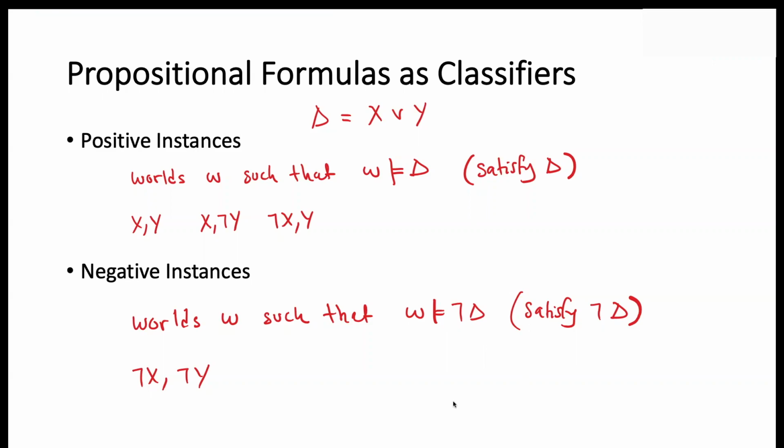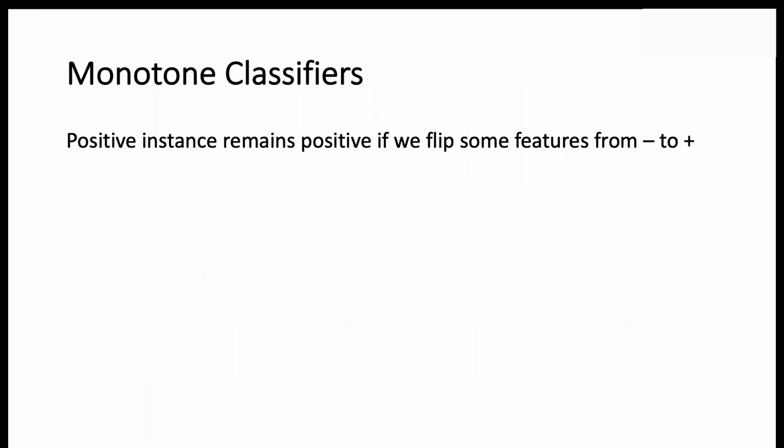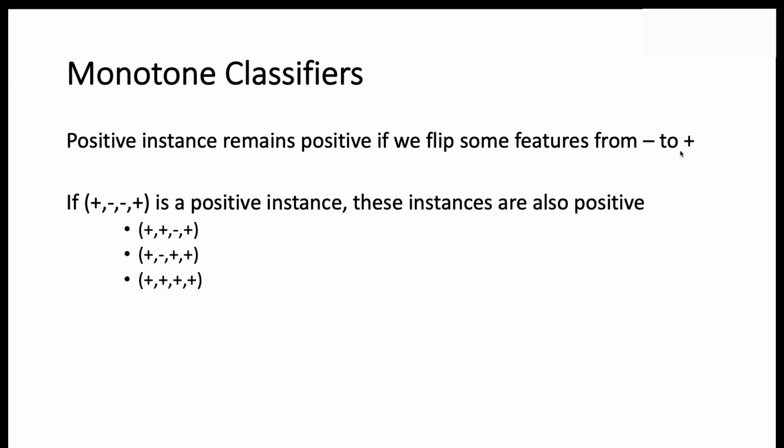All right, we have one more thing to review, and then we will be able to show you the first kind of explanations that we will be working with. Now, the next thing that we want to review is, actually there's two more things. The notion of a monotone classifier. And this classifier is characterized as follows. If you have a positive instance, it will remain positive if we flip some of the negative characteristics and make them positive. Let's take a concrete example.